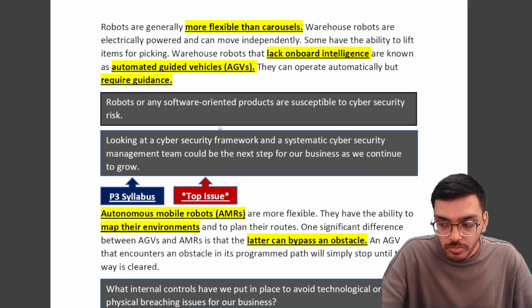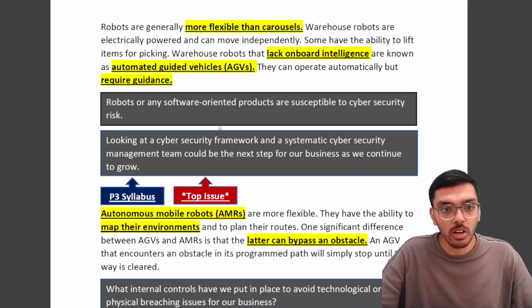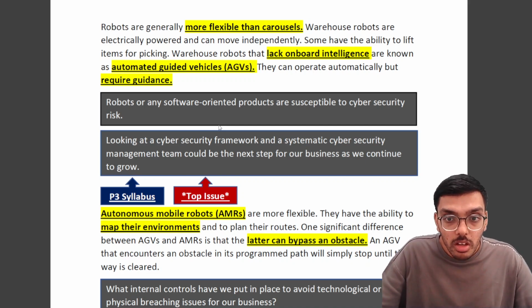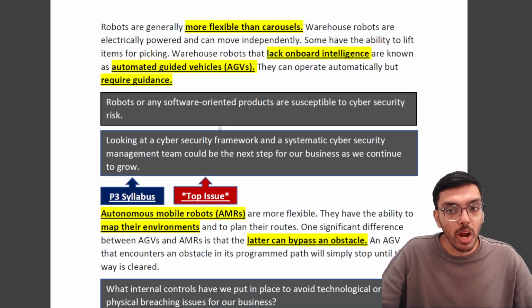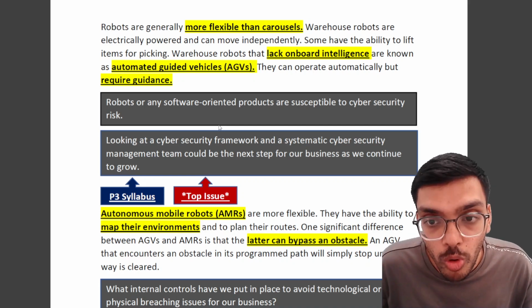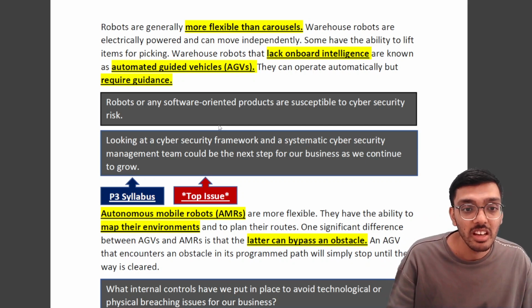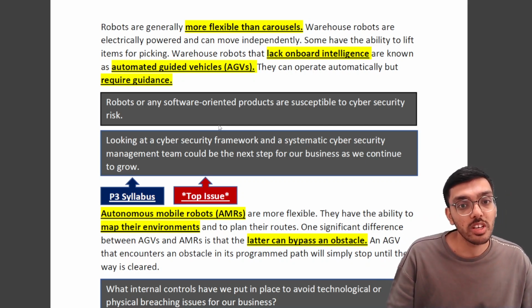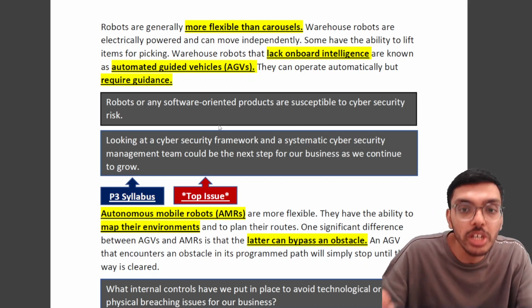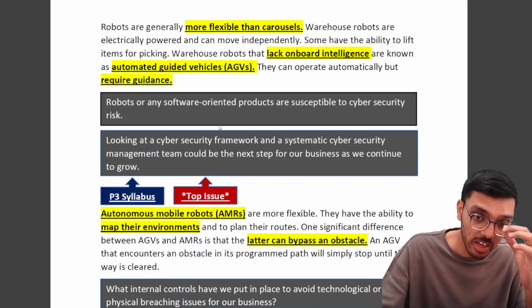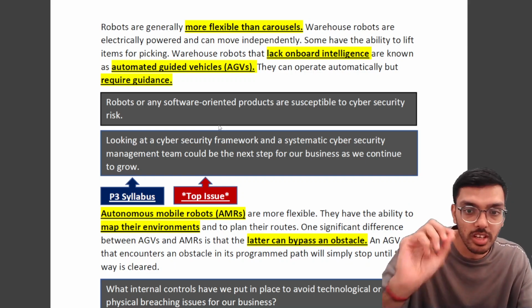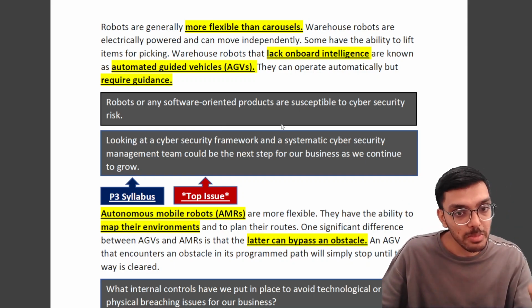So in your list of risks which I have asked you to mention, please add cybersecurity as well. So looking at a cybersecurity framework and a systematic cybersecurity management team could be the next step for our business as we continue to grow. When I actually start to speak about Robobryce, I want to see, are they giving importance to cybersecurity? Is cybersecurity something that they're really paying attention to? Because this is in my P3 syllabus. It's a top issue. Please be aware of this.